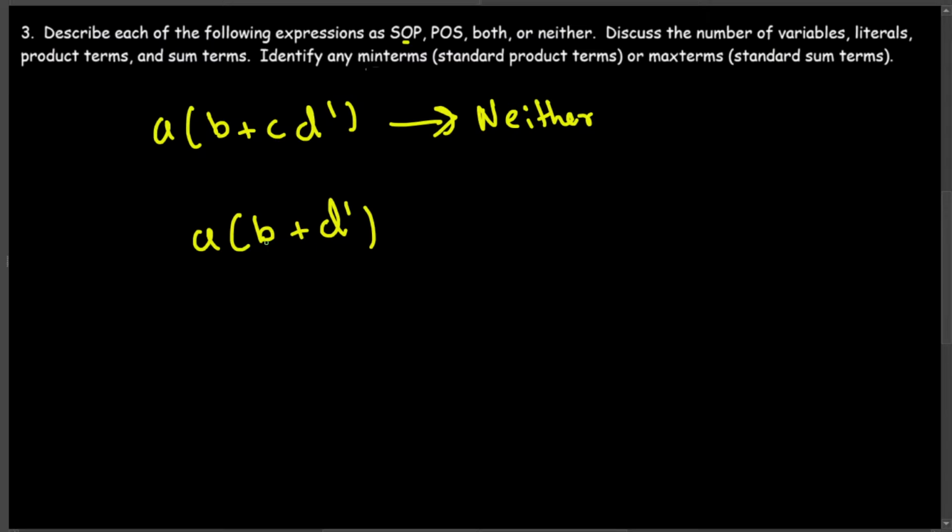Here we have two sums and then a product, so it's going to be product of sums. How is it product of sums? Because if you look at it, A can be written as A plus 0 and then multiplied by B plus D. So we are multiplying two sums, so product of sums. But this one is neither.